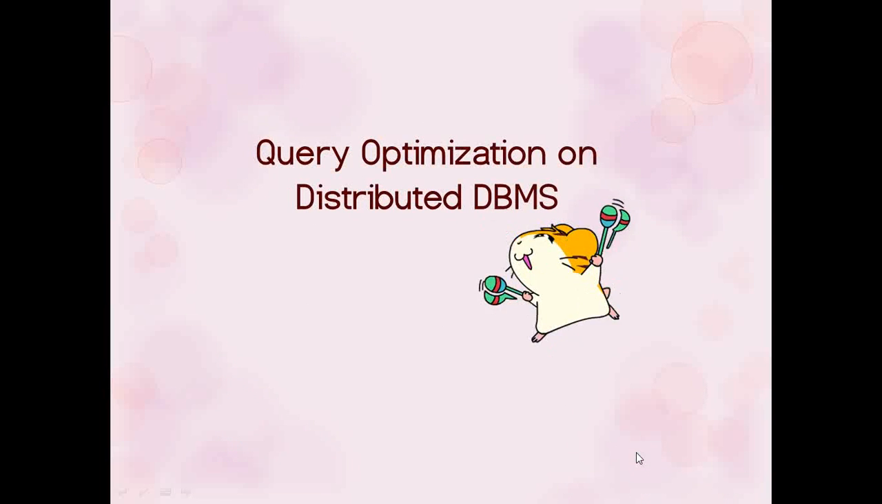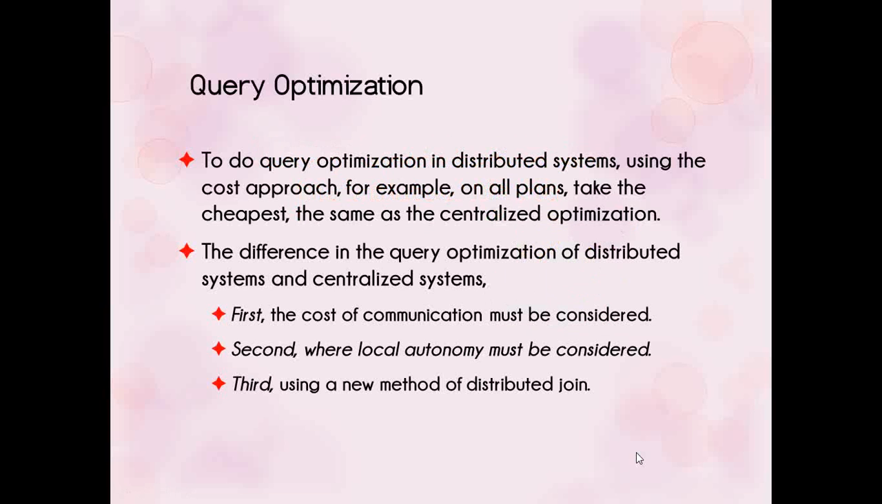The next subject, query optimization on distributed DBMS. To do query optimization in distributed systems using the cost approach, we consider plans and take the cheapest, the same as centralized optimization. The differences from centralized systems are: first, the cost of communication must be considered; second, local autonomy must be considered too; and third, new methods of distributed join are used, like I have explained before.